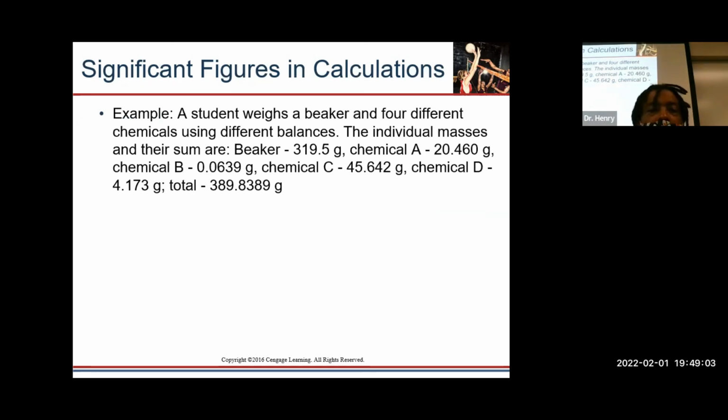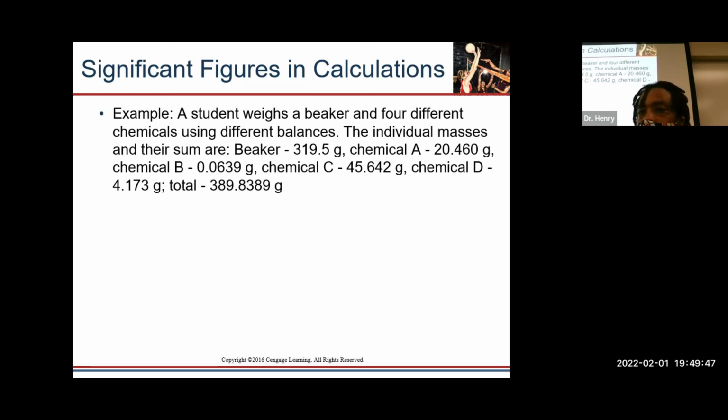A student weighs a beaker and 4 different chemicals using different balances. The individual masses and their sums are beaker, 319.5 grams. Chemical A, 20.460 grams. Chemical B, 0.0639 grams. Chemical C, 45.645 grams. Chemical D, 4.173 grams. The total is 389.8389 grams. So what is going to be our final answer using significant figures?